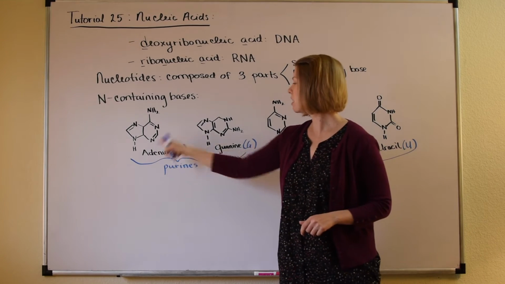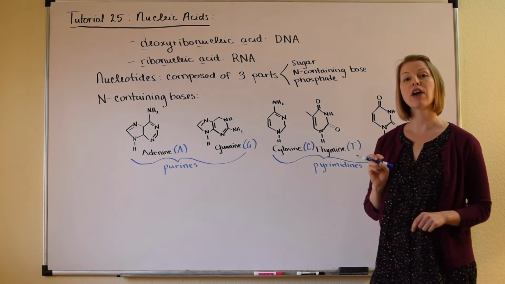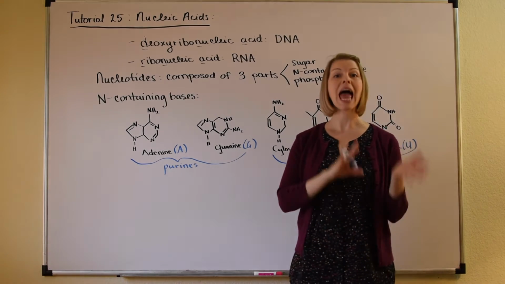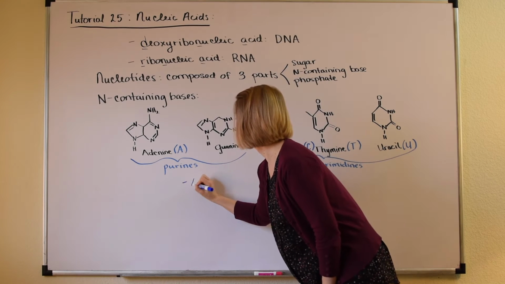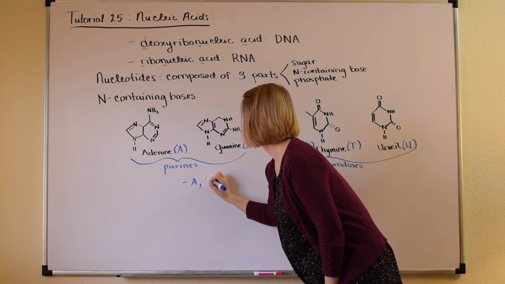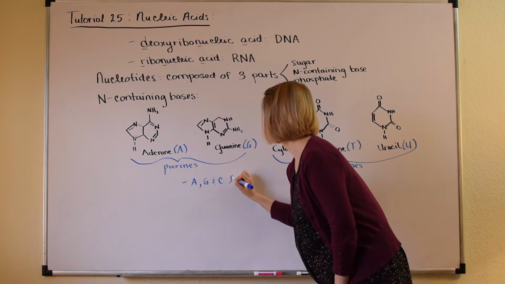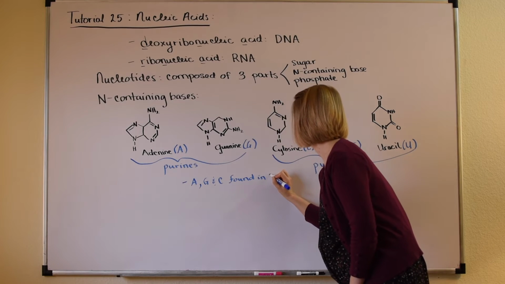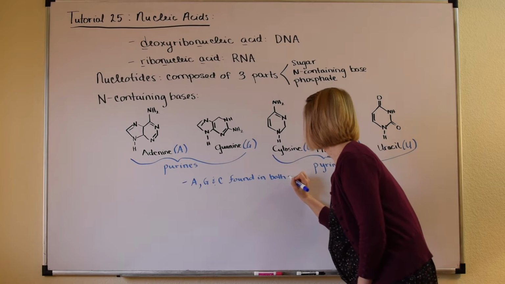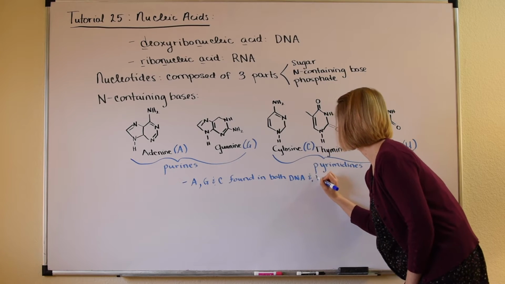Now, adenine, guanine, and cytosine are found in both DNA and RNA. I'm going to write that here. A, G, and C found in both DNA and in RNA.